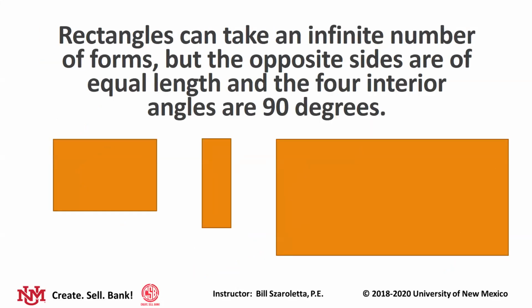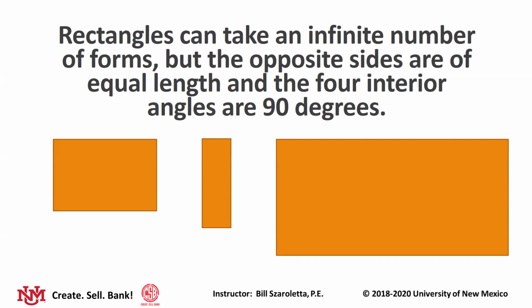configurations. Now, rectangles are very, very similar in that the four interior angles are 90 degrees, but the opposite sides are of equal length. And you can see that a subset of a rectangle is a square.